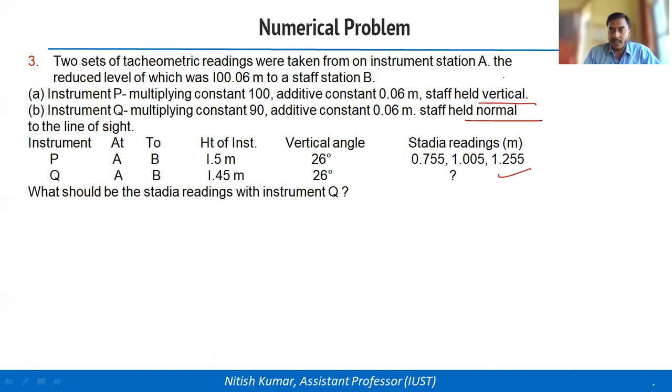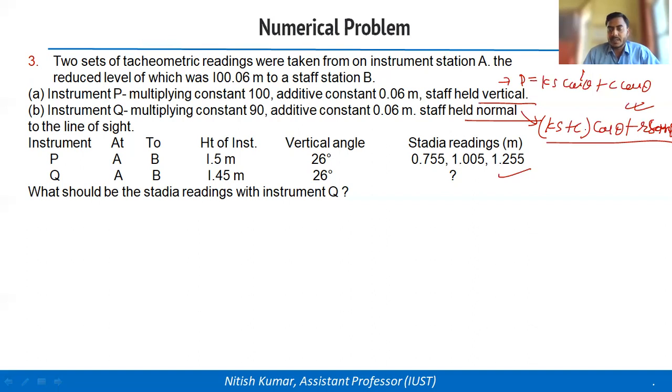In the case of vertical, you know the formula, that is D equals K S cos square theta plus C cos theta. In the case of normal, D is K S cos theta plus S sin theta plus C. Okay, so these are the few formulas that you can use. So try to solve this question.